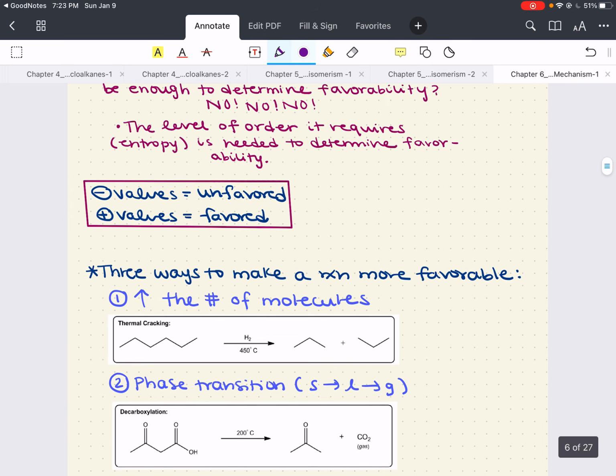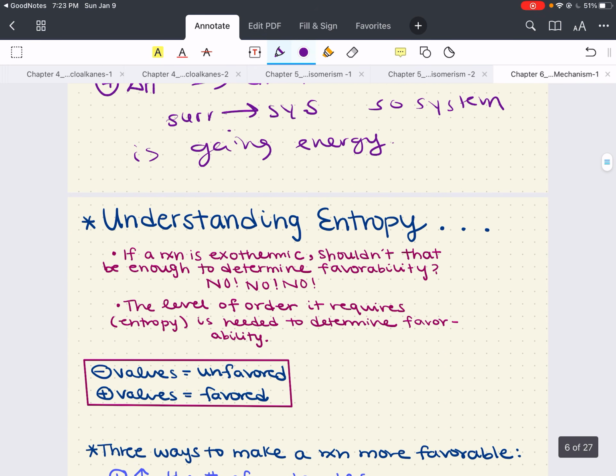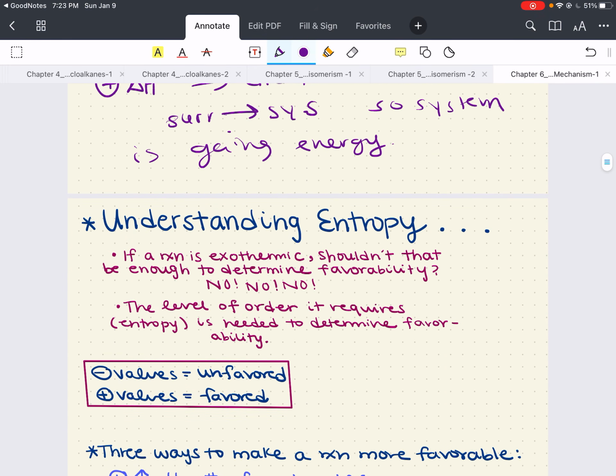Let's go ahead and move into talking about entropy now. Enthalpy, first of all, is not enough to determine whether a reaction is favorable or spontaneous or not.